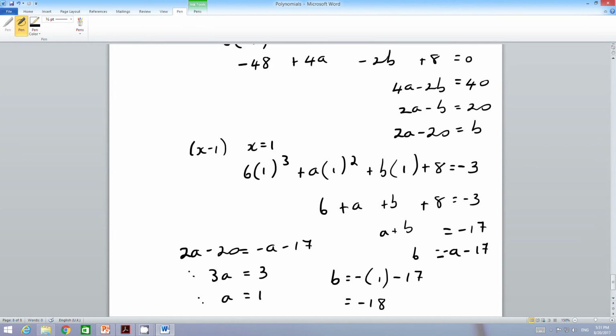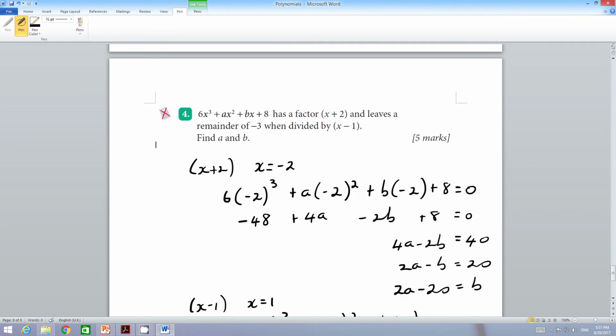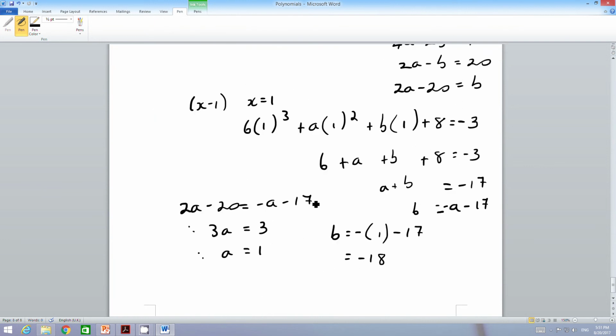If I look at my original question, they told us to find the value of a and b for 5 marks, and we have found the values for a and b. In this case, we needed both the factor and the remainder theorem. We were left with 2 expressions or equations, and then we solved them simultaneously in order to find the values of a and b.